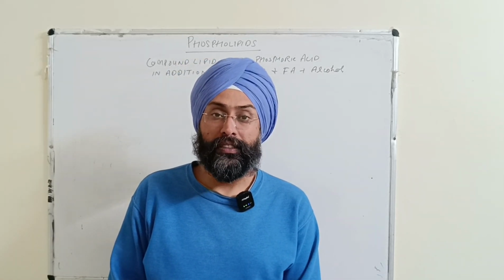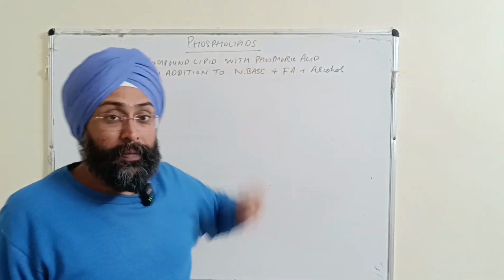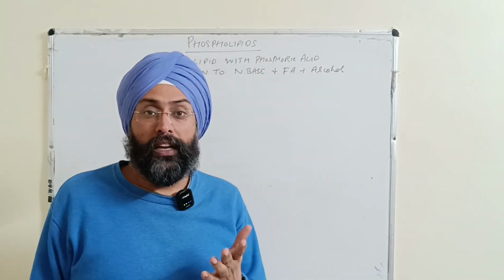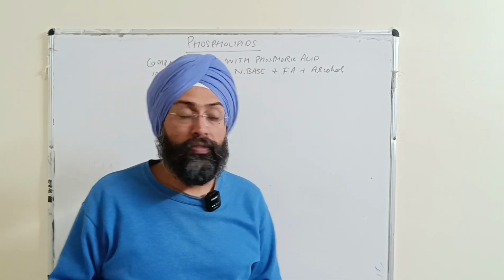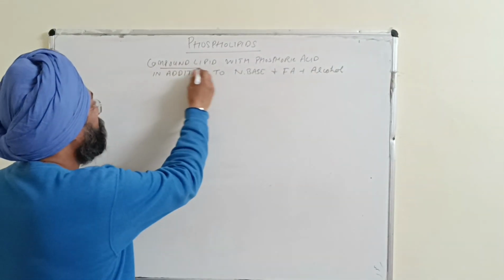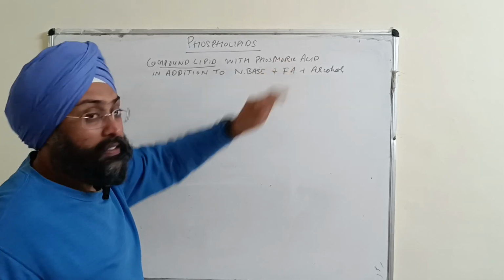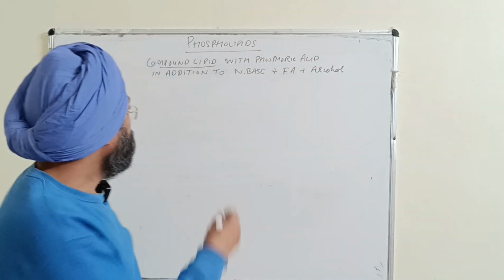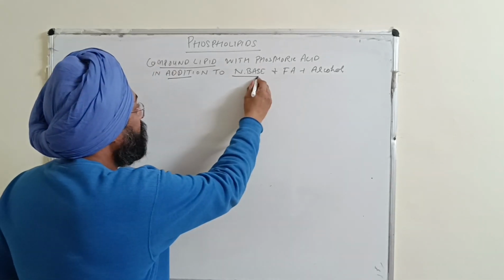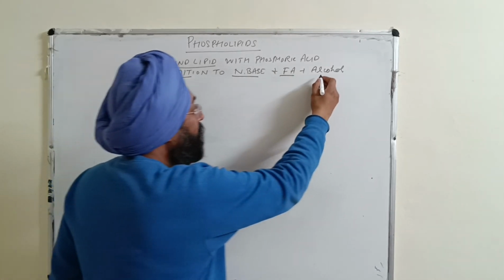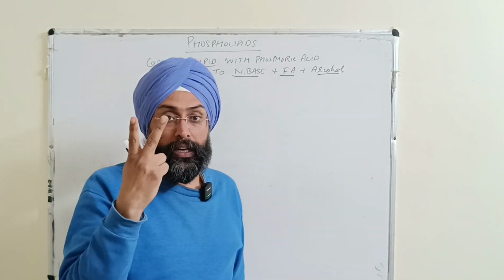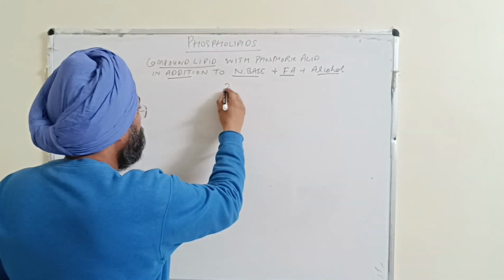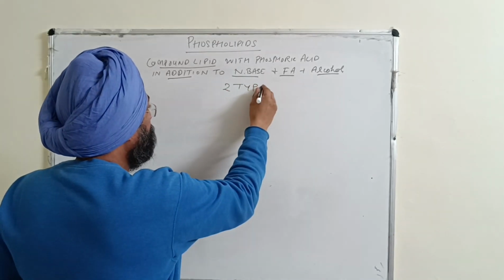In today's video, we'll discuss phospholipids. First of all, I will start with the definition. What are phospholipids? Phospholipids are a category of compound lipids with phosphoric acid. In addition, they contain a nitrogenous base, fatty acid, and alcohol. And they are further divided into two categories.